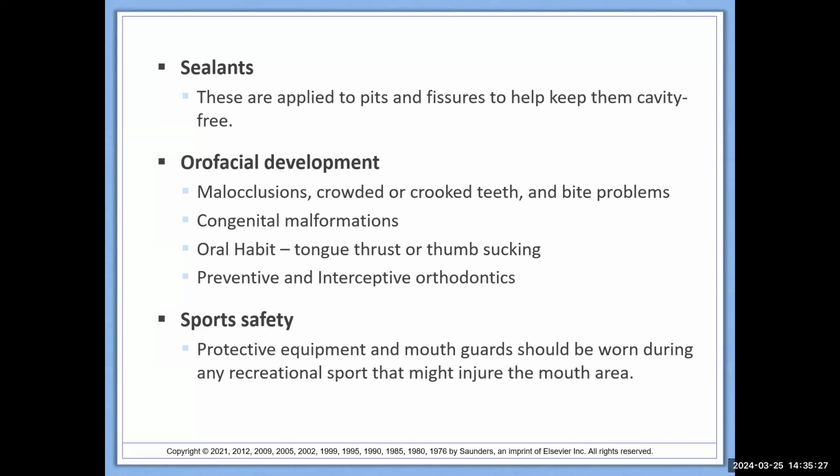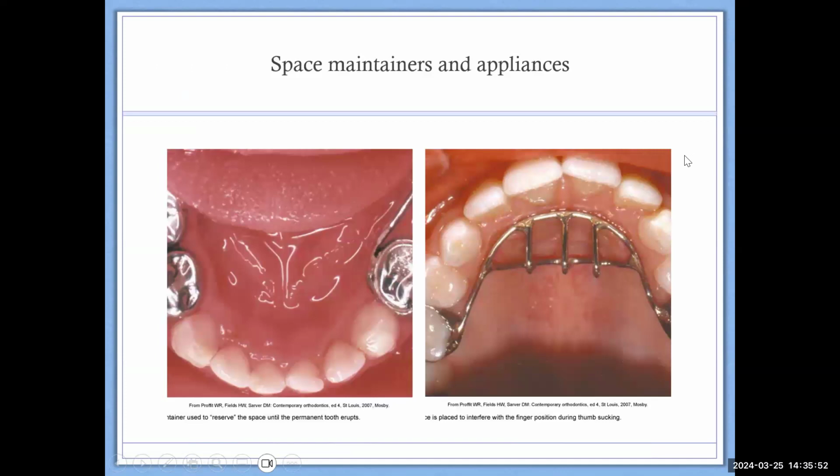You also want to consider any preventive orthodontics or interceptive orthodontics, meaning do they have a permanent retainer in their mouth, or do they use a retainer? Sports safety is where we're talking about the mouth guards or any protective equipment that the child should use or might be currently using to prevent any injury to the mouth when they're playing any sports. This is an example of a space maintainer. So some children lose teeth early in life. So what they have to do is they have to keep the space maintained, because what will happen is the permanent tooth will erupt in the place of the primary tooth that was lost.